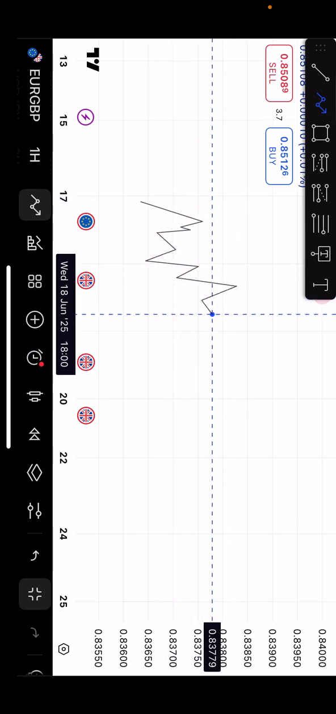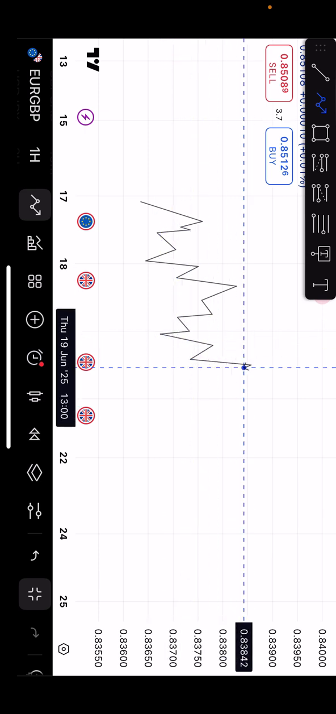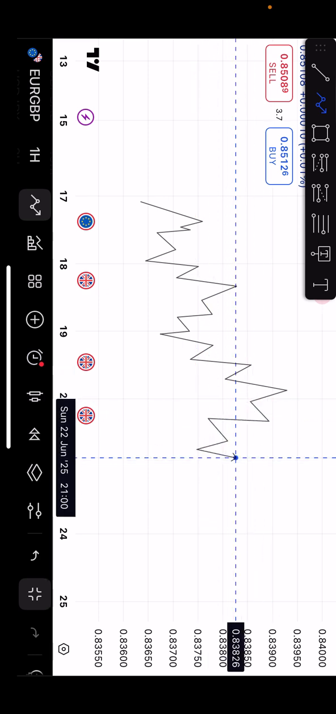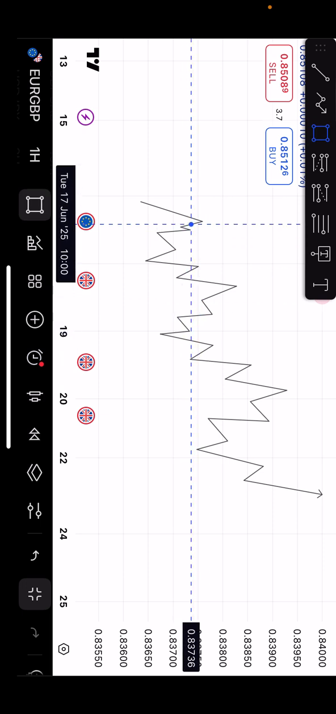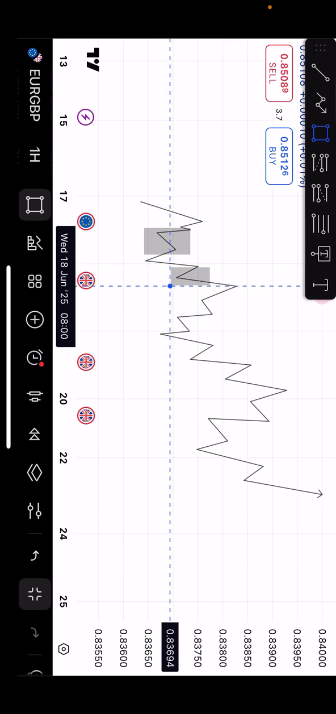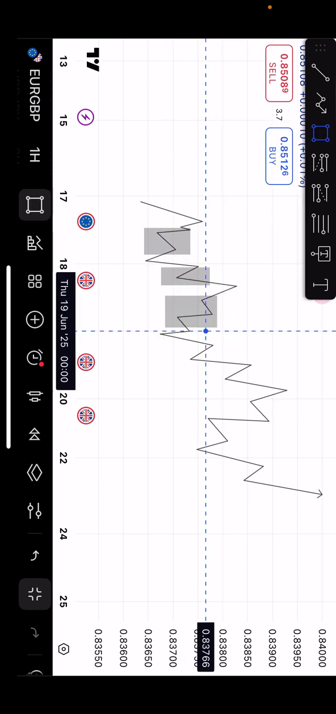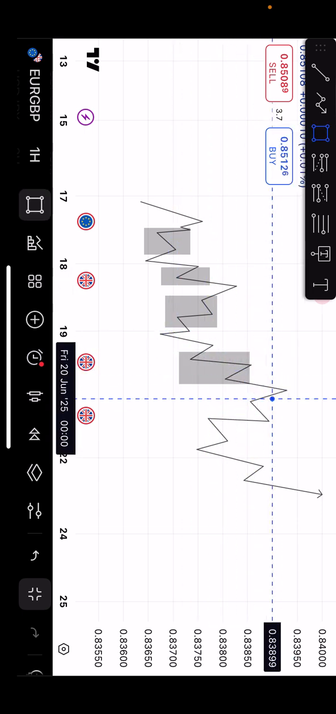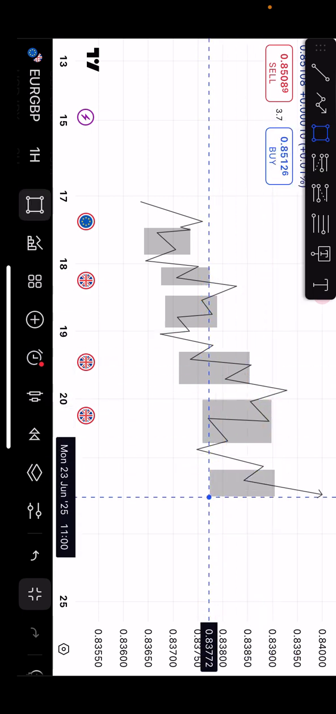See the chart dance and break structure. All this dancing is called the substructure. Another word for it is also internal structure.